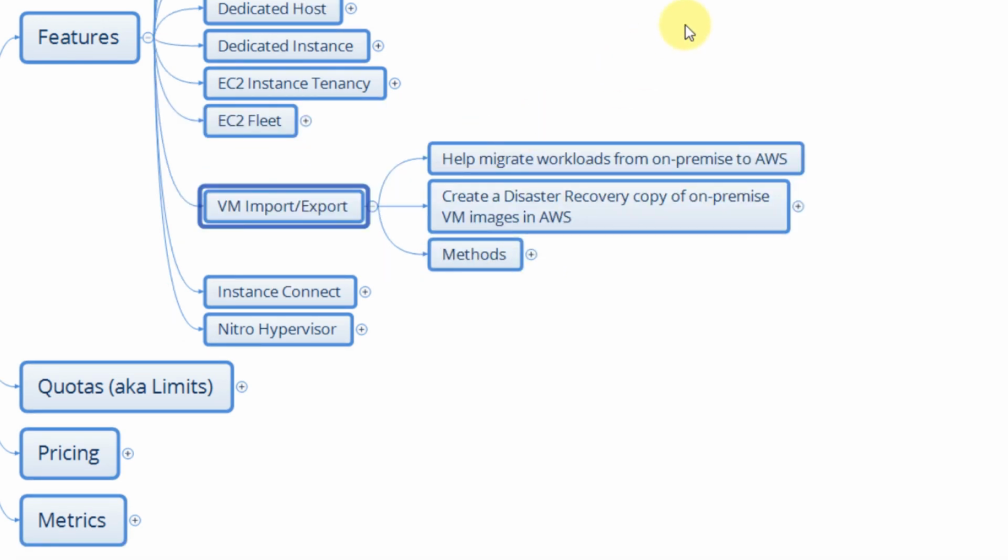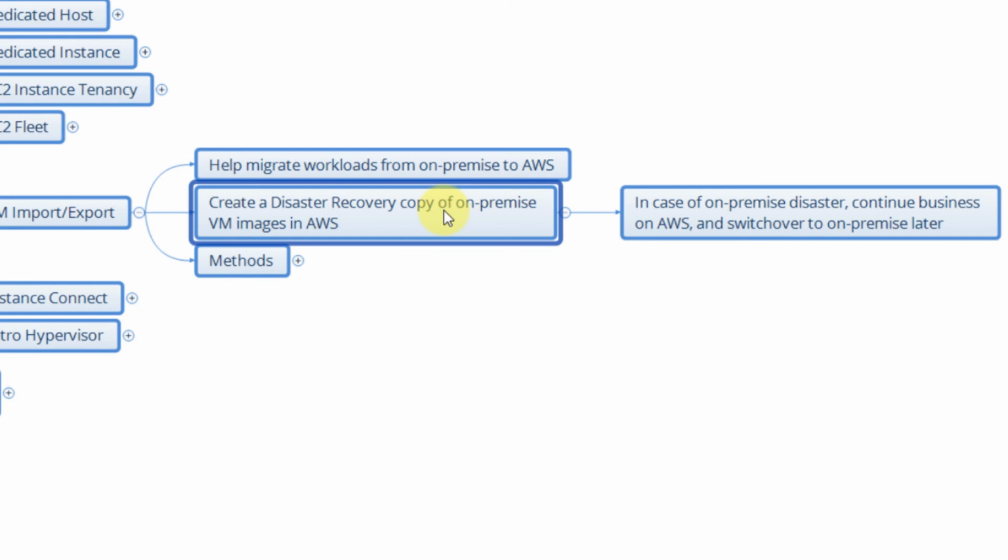VM import export is a feature that helps with migration from on-premises to AWS. You can migrate your workloads, or you can also use it as a disaster recovery option. So if you have a disaster in your on-premises data center and you have exported your VM images to AWS, you can actually continue your processing on AWS using those VM images and running EC2 instances based on them. And when your on-premises is back in business, you can switch back to the on-premises. So it provides you a disaster recovery feature for your on-premises computing.